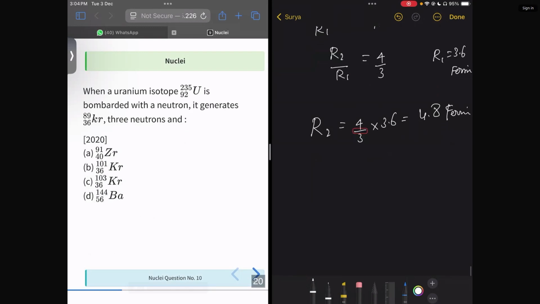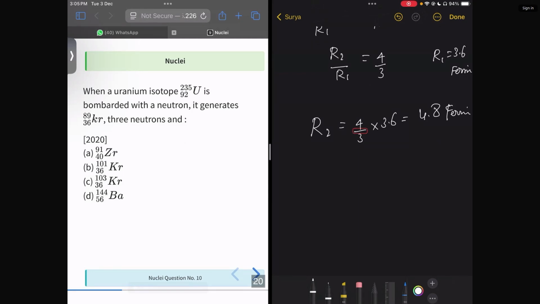So when a uranium isotope is bombarded with a neutron, it generates a krypton, then three neutrons, and what are the other things? So when a uranium isotope is bombarded with a neutron, then what will it generate?